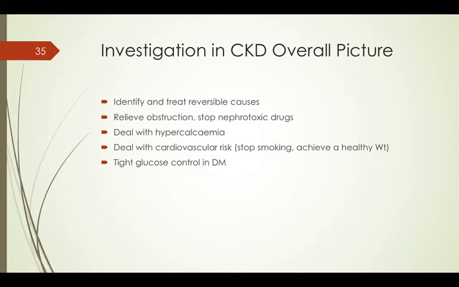So, investigations carried out. Why are we doing that? We're trying to identify and treat any reversible causes of CKD. If we're thinking about obstruction, when we do something like an ultrasound kidney or CT KUB, we'll elucidate that. Thinking about nephrotoxic drugs, some electrolyte abnormalities, and also thinking about the overall picture in cardiovascular disease or diabetes.